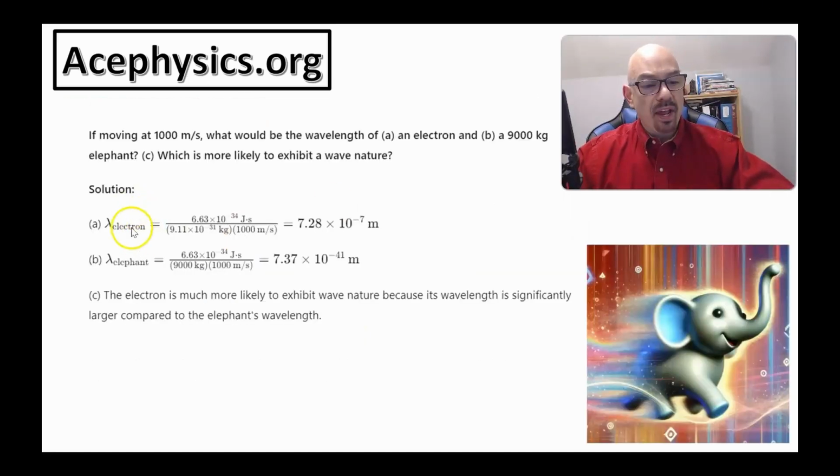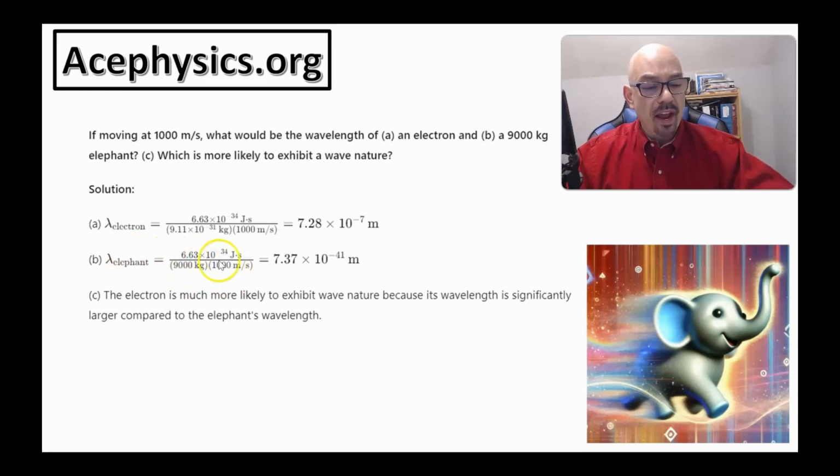For a matter wave, lambda is equal to h over mv. h is 6.63 times 10 to the negative 34. For an electron, the mass of an electron is 9.11 times 10 to the negative 31 kilograms. The velocity is 1,000 meters per second, and this gives a wavelength of 7.28 times 10 to the negative 7 meters. The elephant moving at 1,000 meters per second, that'd be a sight to see.